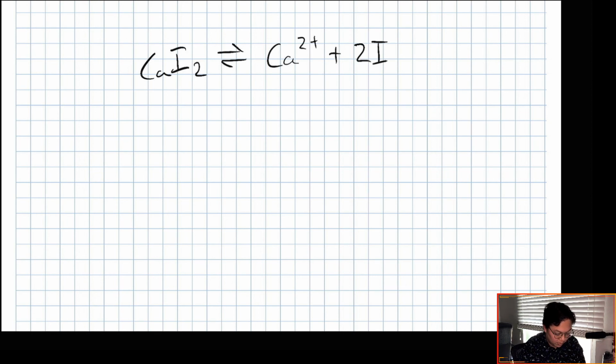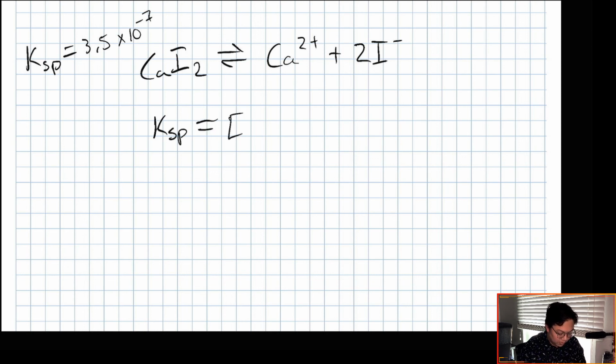and 2 I minus. So now when we write this problem down, I'm just going to make up a KSP for this. Again, this is made up. I don't know if it's exactly true, don't know if it's true at all. We're going to use 3.5 times 10 to the minus 7. All right, it's not very soluble.